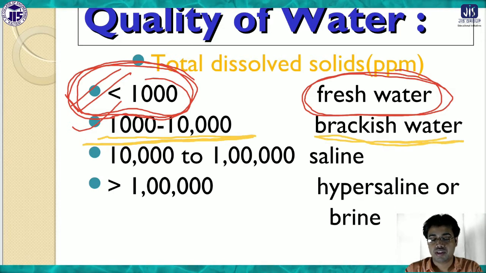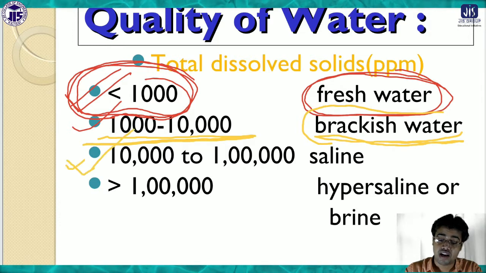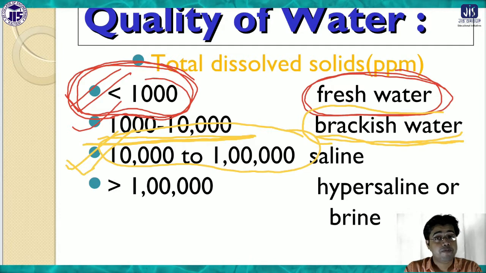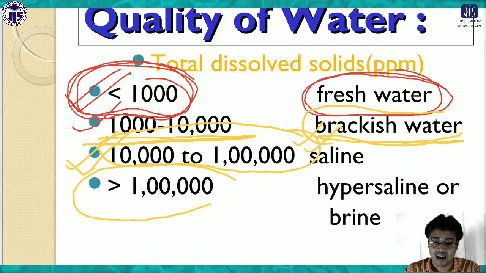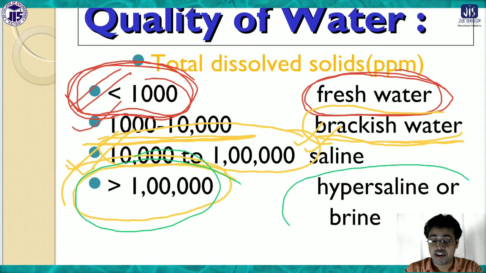Okay, so for brackish water the limit will be 1000 to 10,000. Then if the limit is greater than 10,000 to 1 lakh, the water is treated as saline water. But if the limit is greater than 1 lakh, then it is hypersaline or brine water.